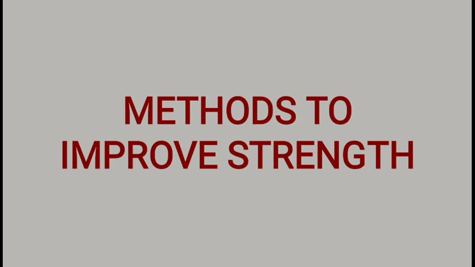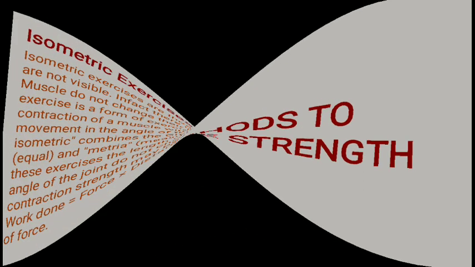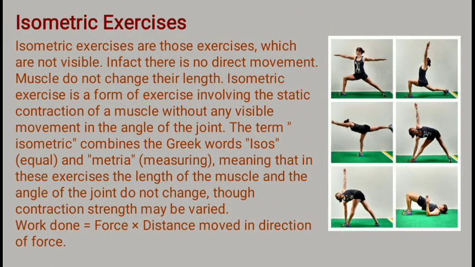What are the methods of improving strength? We have three different methods to improve your strength: isometric exercise, isotonic exercise, and isokinetic exercise. So let's start with the isometric exercise.